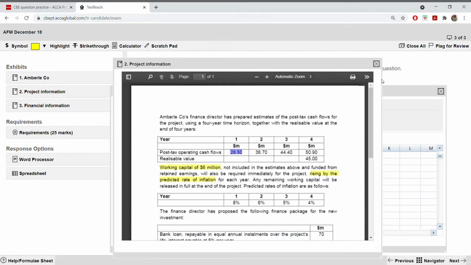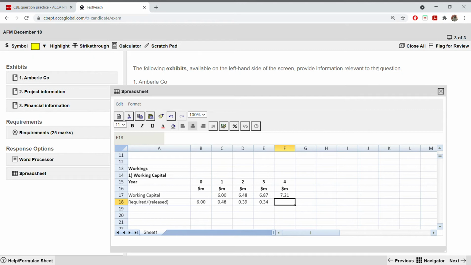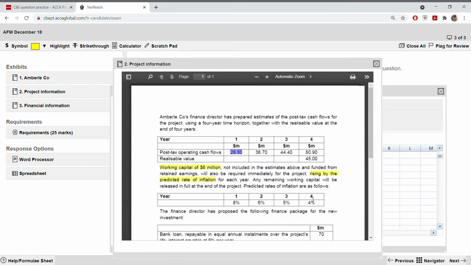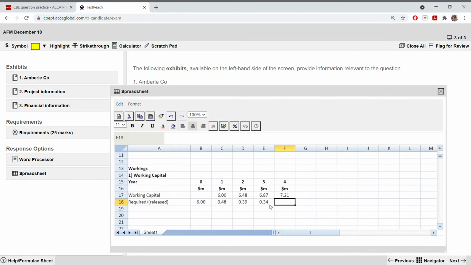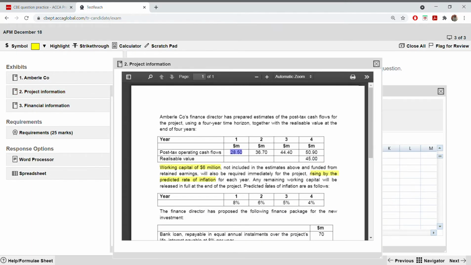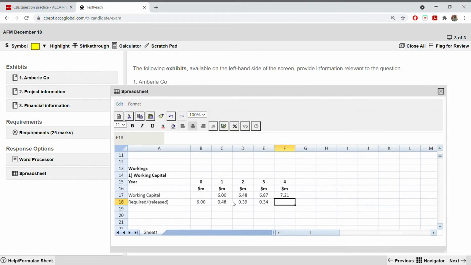Now you are not taking 4%. 4% of 7.21? Now you will not take 4% of 7.21 when you come to year 4, even though if you see the project information, they told that in year 4 is 4%. No. When you come here, required how much? No, because one statement they told that you are going to release it: any remaining working capital will be released in full at the end of the project.